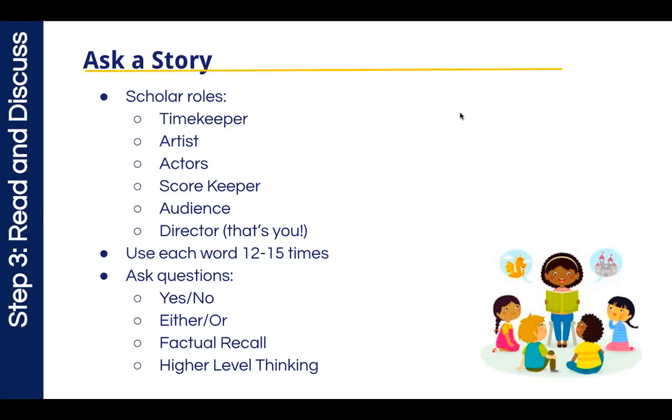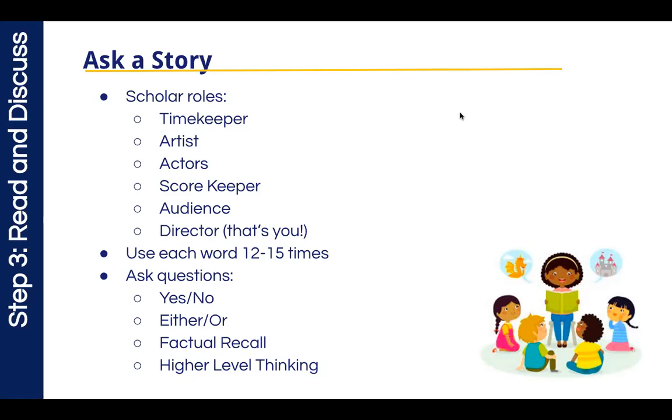So let's say that you have fiction, nonfiction, and text features. They're going to write those 3 words down on a paper, or you might give it to them, and then they're going to tally each time you say one of them. And when you've said one of them 12 times, they're going to give you a thumbs up, so you know it's time to move on to the next word.